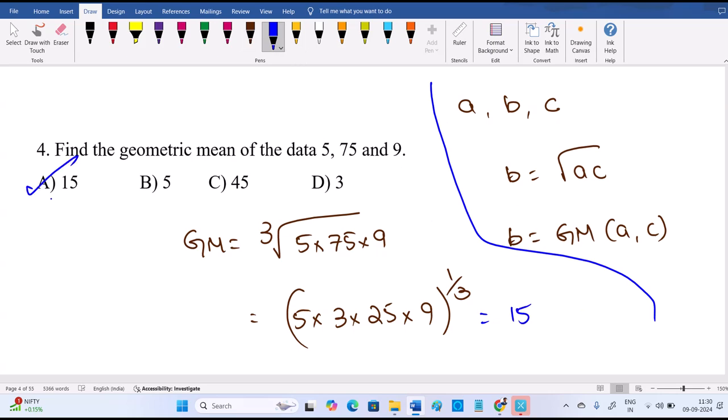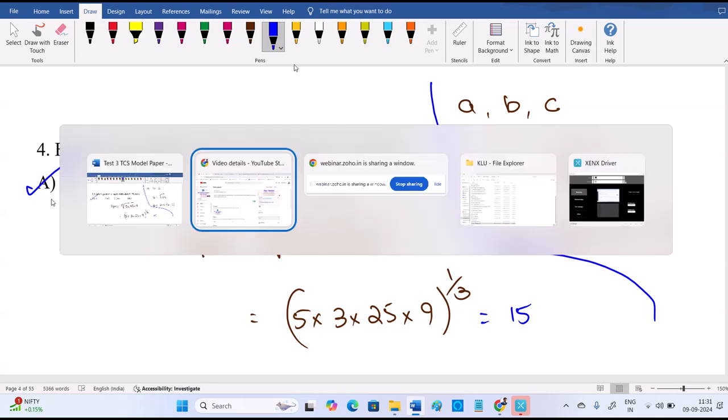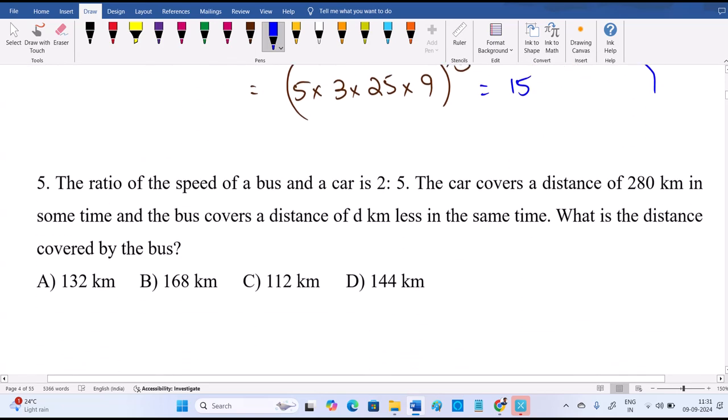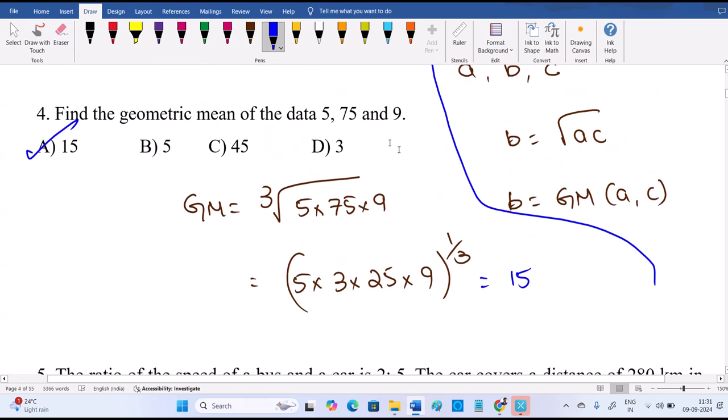Cube root is not available in the virtual calculator. You cannot apply cube root or square root in the virtual calculator, it's not possible. We have to do all those calculations here. Right. See the next one. If 4 terms are given, whole power 1 by 4 will come.